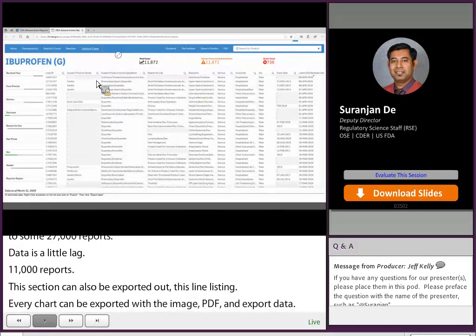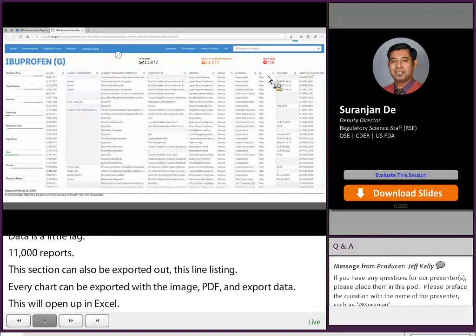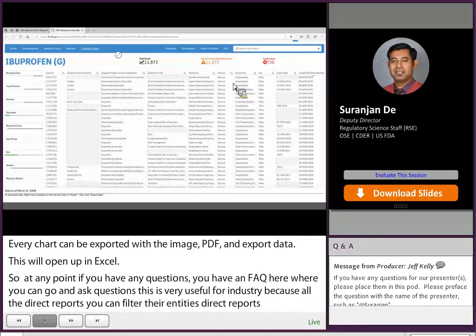Now this will be very useful for industry because all the direct reports you can filter by, and there is a column there. And these direct reports are those reports that have come directly from consumers, which you may not have received, and you could filter and get this listing, and then request a FOIA for the details of these reports.